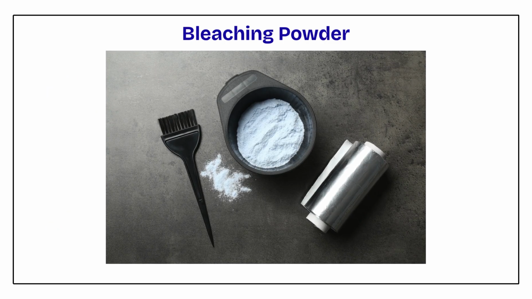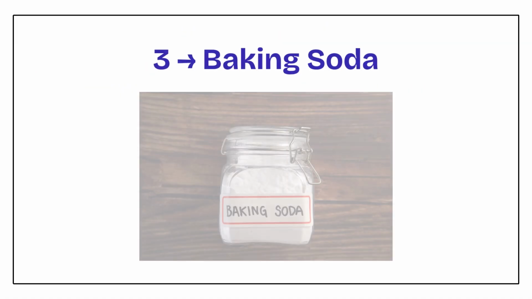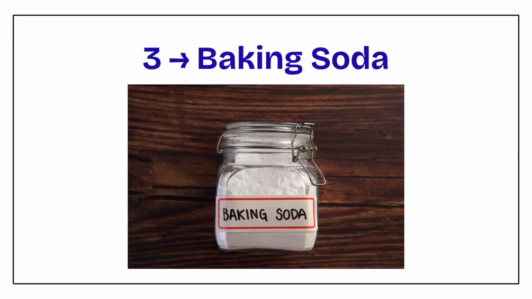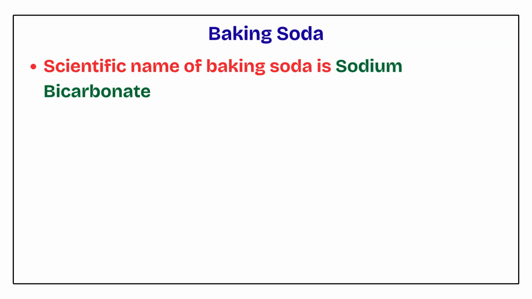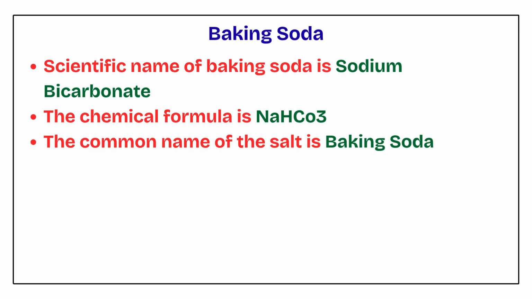Please note the important property of this bleaching powder. The real bleaching action of the bleaching powder is due to the presence of chlorine in it, which is having an oxidizing property. Number 3 salt, that is baking soda, whose scientific name is sodium bicarbonate. The formula is NaHCO₃ and the common name is baking soda.